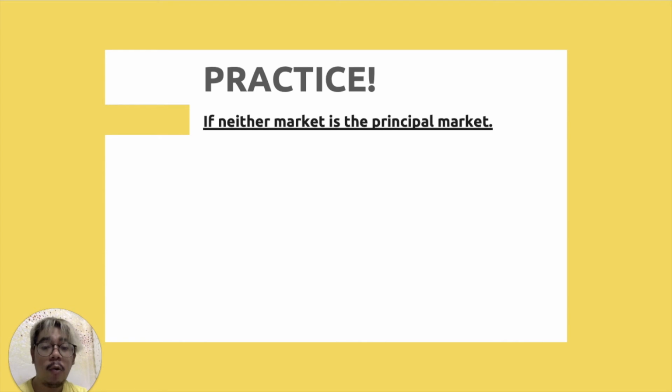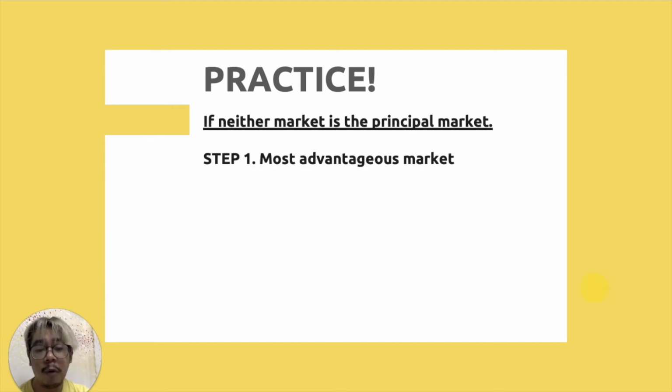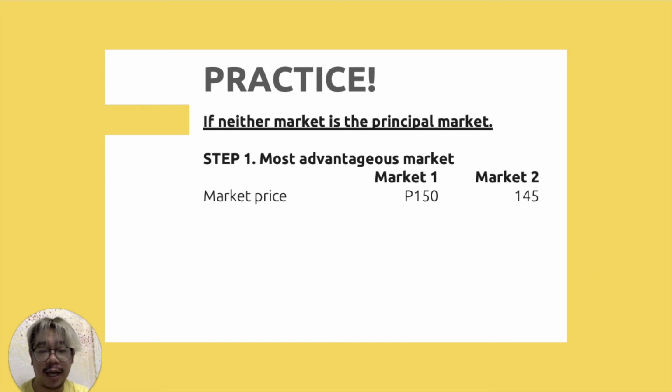What if walang principal market? So, if market 1 and market 2, walang principal market sa kanilang dalawa, then we need to look for the most advantageous market. So that's the first step. Again, what is a most advantageous market? Dahil asset to, ito yung that would maximize the amount received to sell an asset after considering transaction and transport costs. So in computing most advantageous market, we get the market price, and we deduct transaction cost and transport cost.